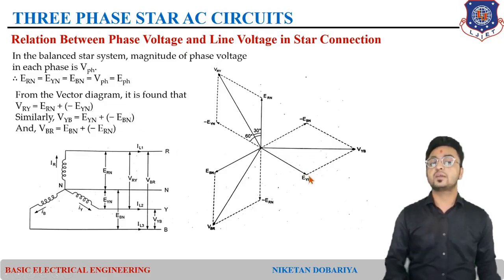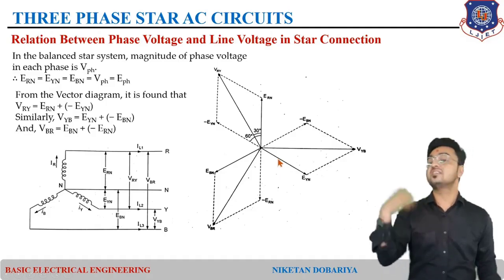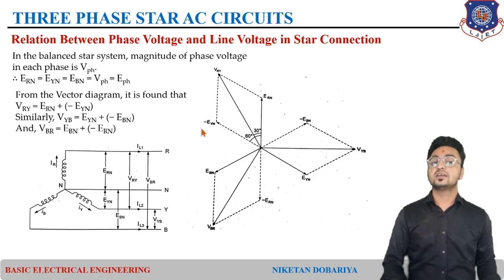So here we have the plus EYN component, and if you want to find the minus EYN component, that will be the same vector in the reverse direction. So this vector is nothing but minus EYN. And if we add these two by forming a parallelogram, where this dotted line completes the parallelogram between these two, the resultant vector represents VRY. The same way you can plot VYB and VBR.